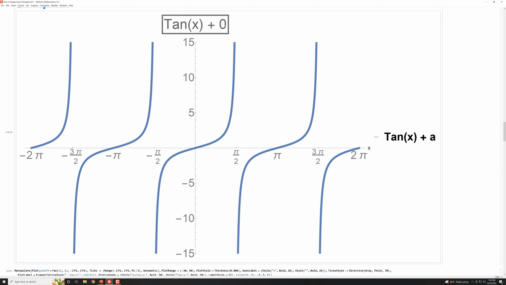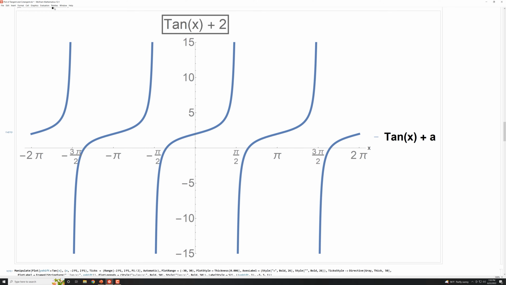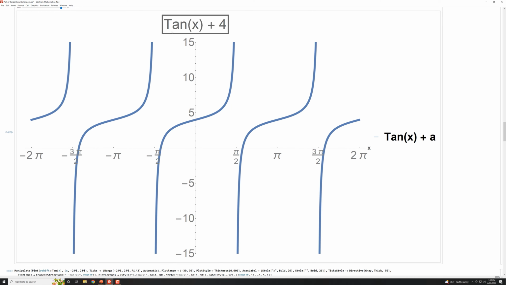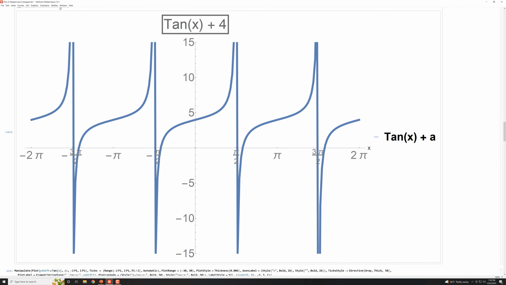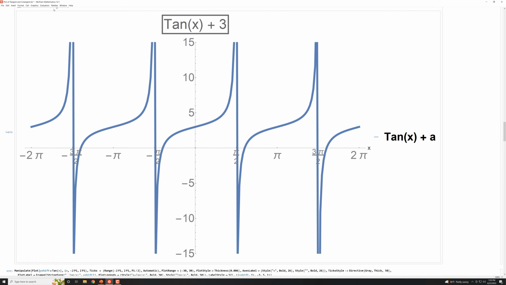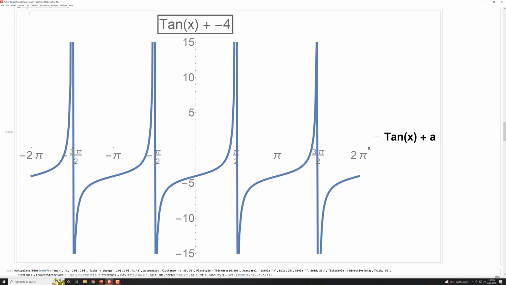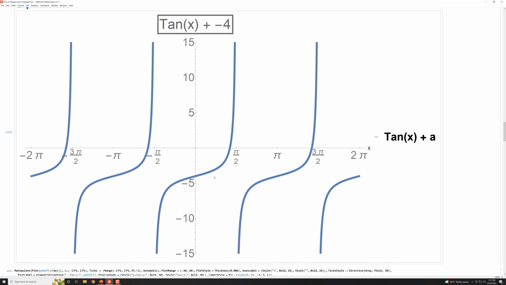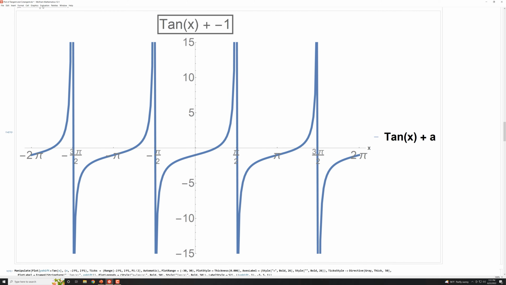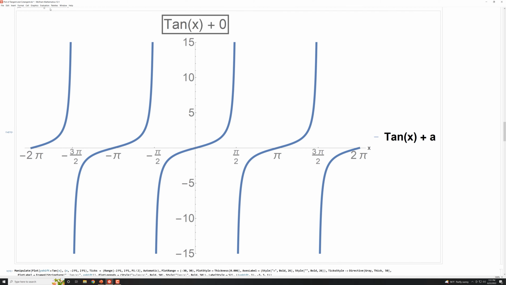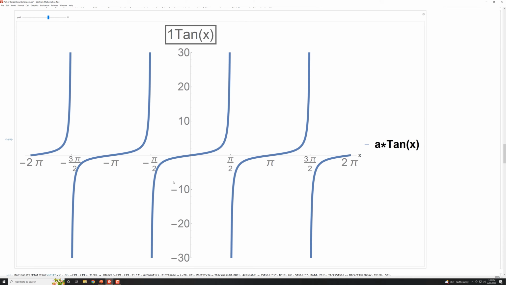Now, if we add something on the outside, what do you think is going to happen? Well, if I add numbers on the outside, all I'm going to do is shift the tangent up that many units because I'm evaluating the tangent function, and then after I do that, I'm adding the number 4. So all the crossing points and everything just gets shifted up by whatever the constant is on the outside. If I make that constant on the outside negative, what do you think is going to happen? It's basically subtracting, and it shifts the curve down. So this is just like shifting sine and cosine up and down. When you add a number on the outside of the tangent function, it shifts it up and down, just like you would expect, okay?